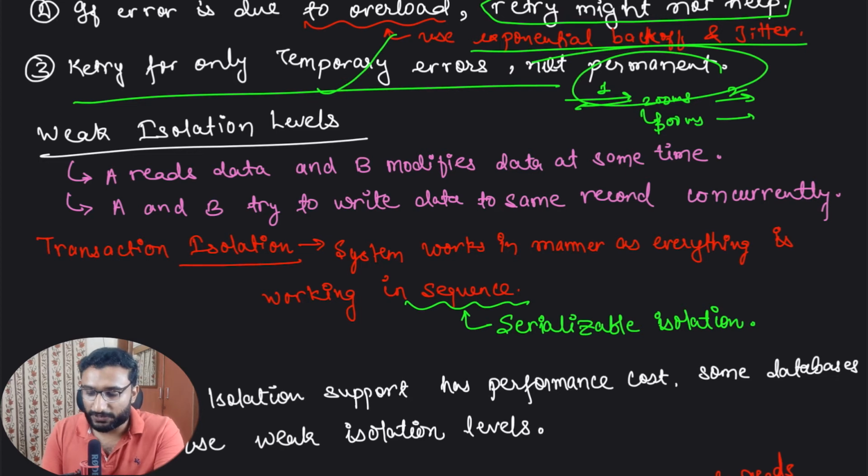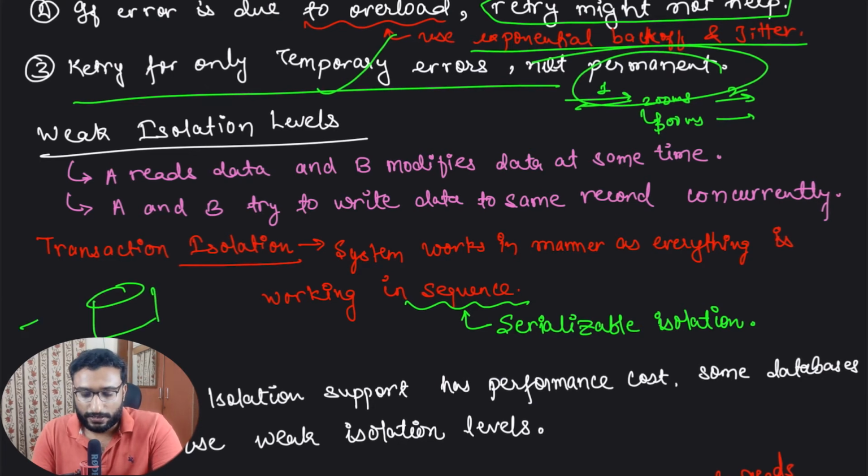Read data and B modifies data. These are some of the scenarios. So let's say A reads data and B modifies data at the same time. This is a concurrent operation going on. A and B try to write data to the same record concurrently. This is the database record, and there are two users, so the issue will only occur if things are happening concurrently, so we have to handle that somehow.